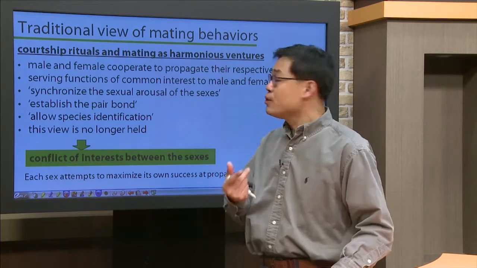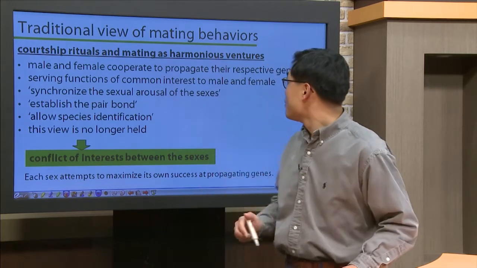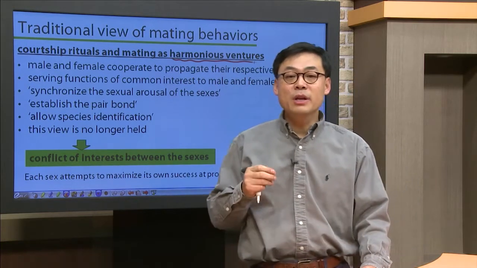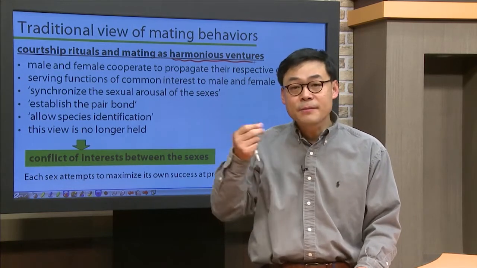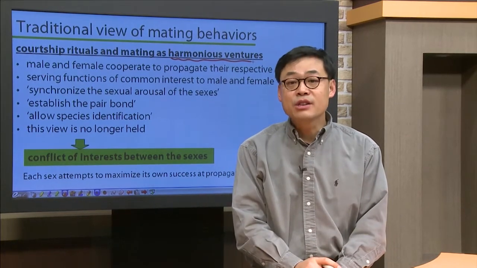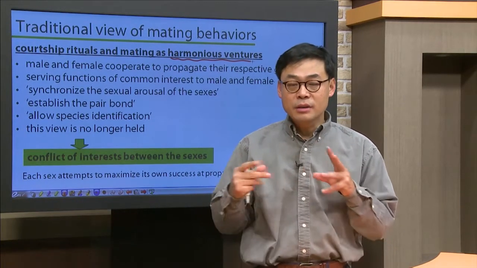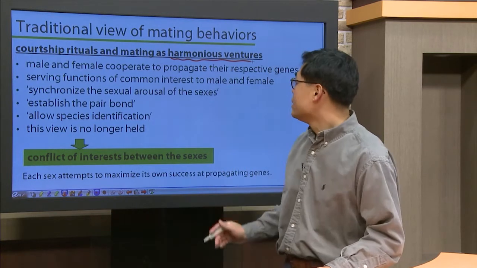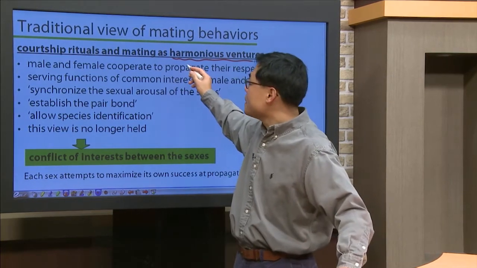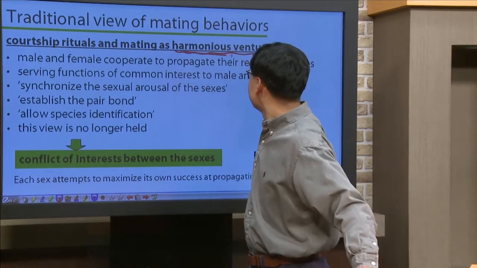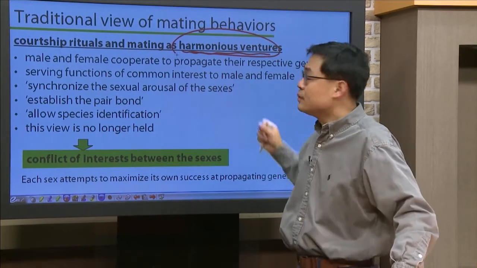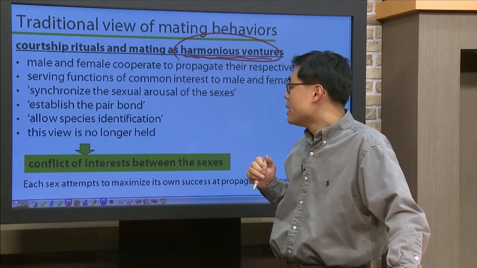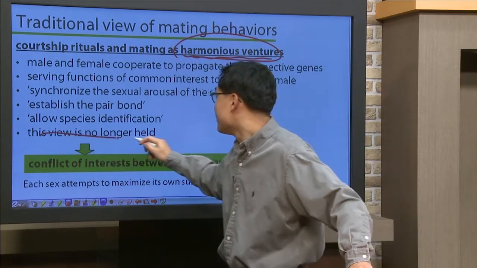The traditional view of mating behavior is more or less like a harmonious venture. After all, if you want to reproduce, the male and the female have to cooperate with each other. They need to mate with each other to produce offspring, so courtship was a mutual, harmonious venture. That was the traditional view of mating behaviors. But this view is no longer held.